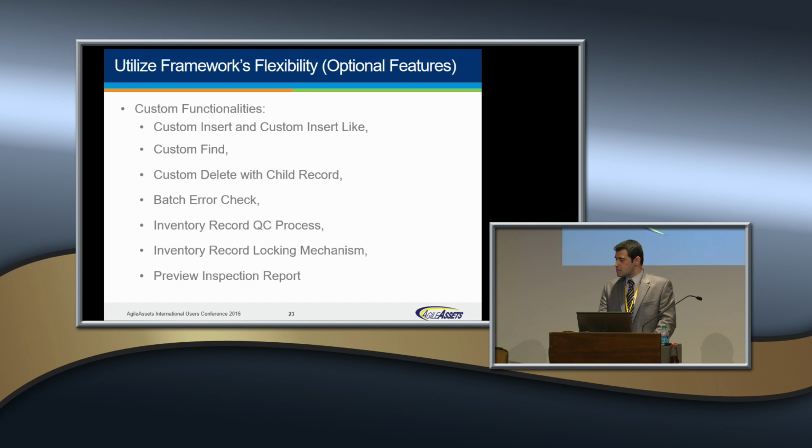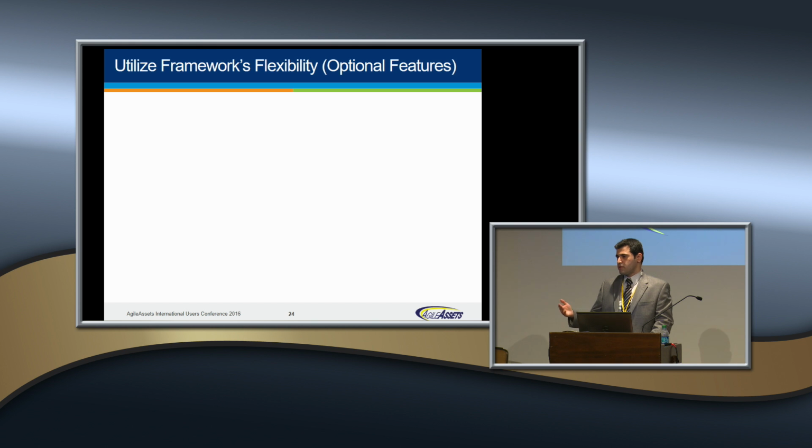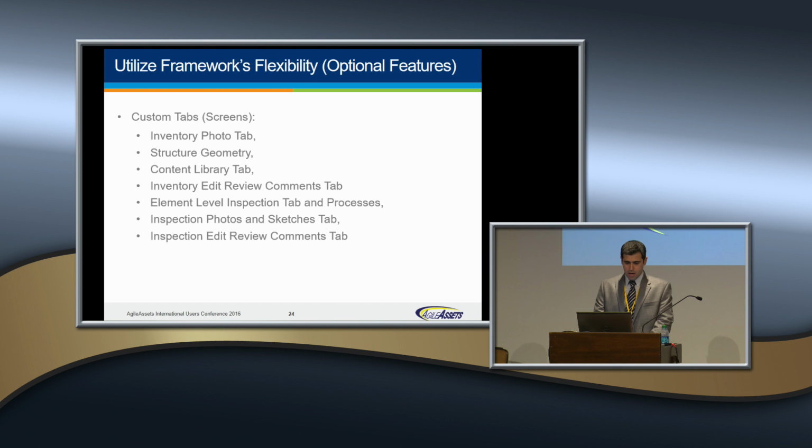Inventory QC process is not mandatory. And also the record locking mechanism. If, for example, you have 2 people in that division that are working, you don't have to lock down the record necessarily in the QC process. So that can be taken out, and as a result, preview inspection. We also have a functionality to preview the inspection report on the fly in the inspection screen. That can be taken out as well. I mean, obviously, you can access those reports in our report window. That's an extra functionality. And there are some custom tabs.